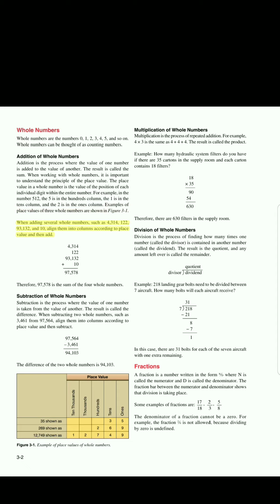When adding several whole numbers, such as 4,314, 122, 93,132, and 10, align them into columns according to place value and then add. 4,314 plus 122 plus 93,132 plus 10 equals 97,578. Therefore, 97,578 is the sum of the 4 whole numbers.